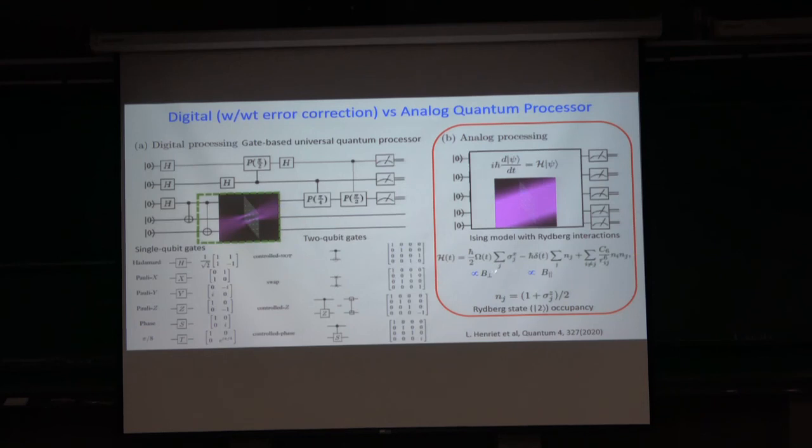And the laser may couple to this Rydberg state occupation number. Basically, it's a 2-level system. It's a very typical 2-level system, but they have interaction.